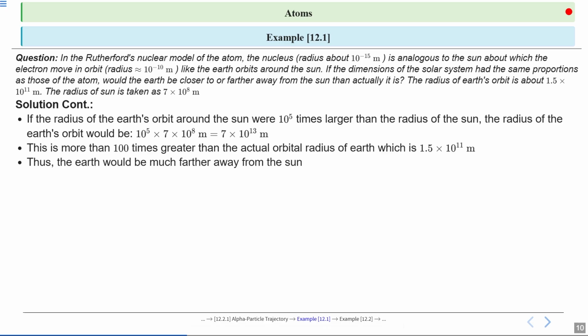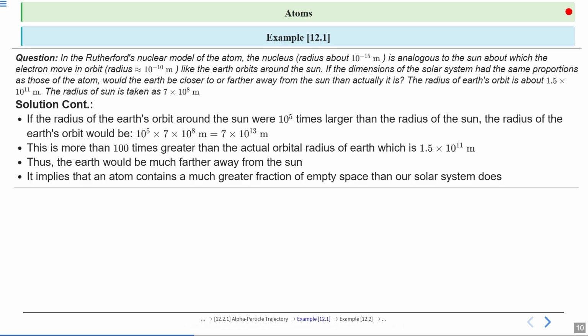So what does this mean? It means that in this analogy, the Earth would be much farther away from the sun than it actually is. This highlights the huge difference in scale between the empty space in an atom and the empty space in our solar system. To sum up, this comparison tells us that atoms are mostly empty space, much more so than our solar system. The nucleus is tiny compared to the overall size of the atom, just like the sun is small compared to the solar system. But the atom's emptiness is on a whole different level.